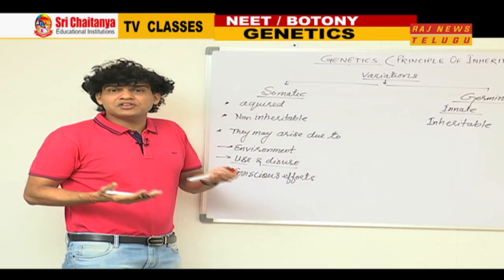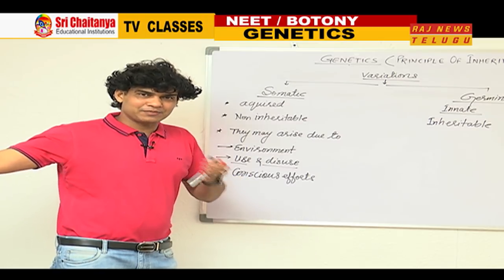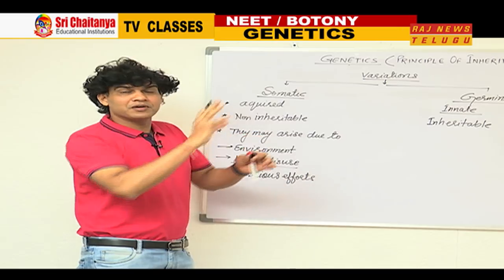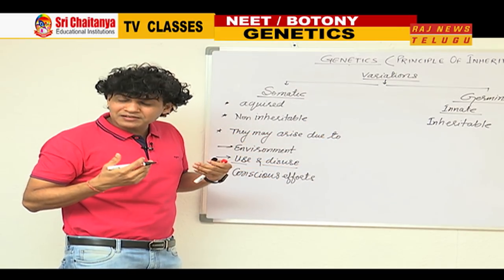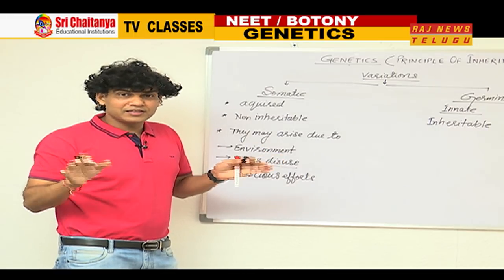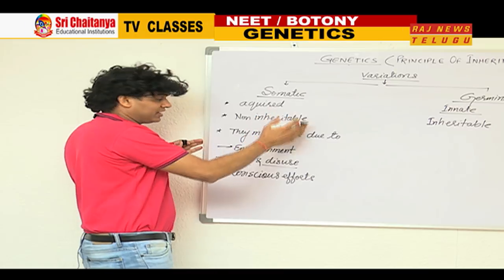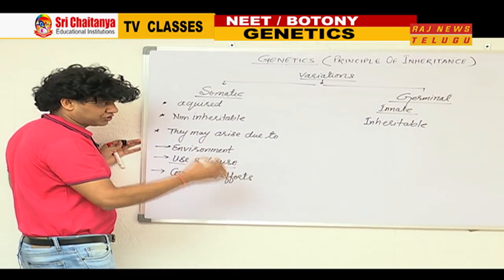Then why these variations? Because someone pays their conscious effort in medical science, they become a doctor. Someone pays their conscious efforts in the engineering field, they become a master of engineering. Means what? The variations, were they present since birth? Not at all. They were acquired by conscious efforts. So somatic variation may arise because of environment, because of use and disuse, because of conscious efforts.